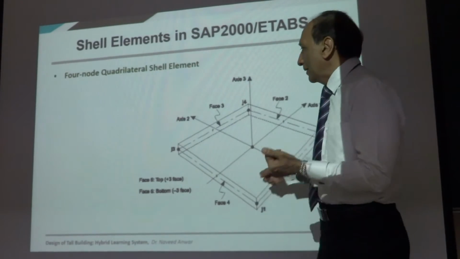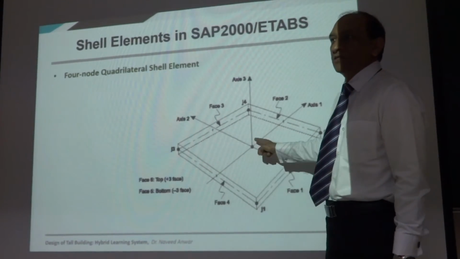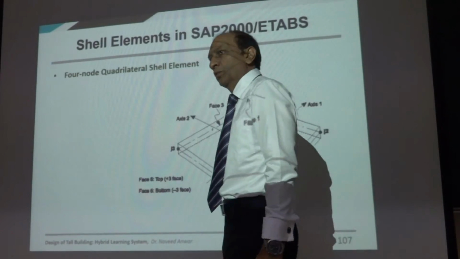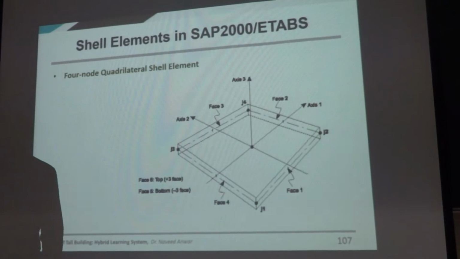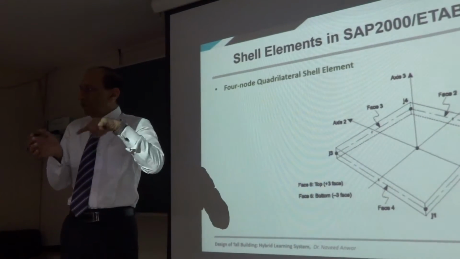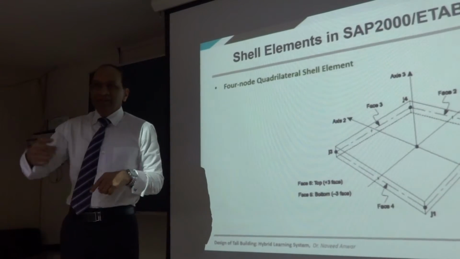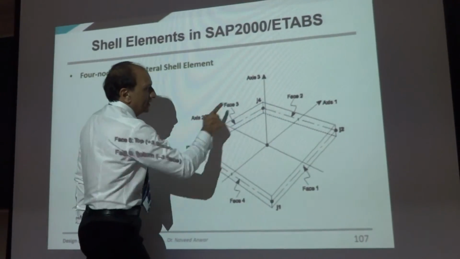SAP and ETABS have a funny way of numbering the nodes on the element, which is not followed by any other programs or the books or what Dr. Panchal will teach you. Normally, you number things node number 1, 2, 3, and 4, same direction as that. Not these guys. They say 1, 2, 3, 4.